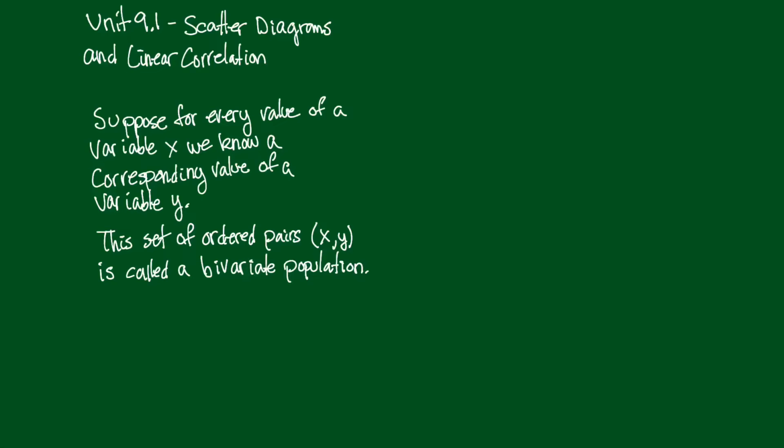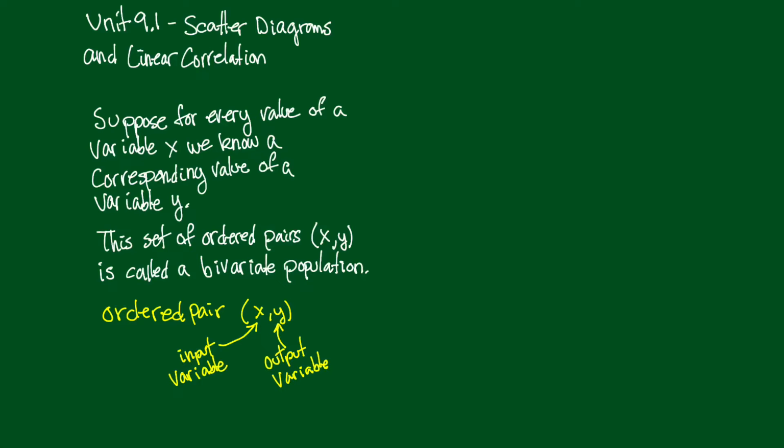We are now in Chapter 9, where we will explore the concepts of scatter diagrams and linear correlation. Suppose now that for every value of a variable x, we know a corresponding value of a variable y. So this set of ordered pairs, an ordered pair xy, is called a bivariate population. You probably remember from algebra that an ordered pair looks like this, where the input variable is written first and the output variable is written second. Order makes a difference. Input first, output second.